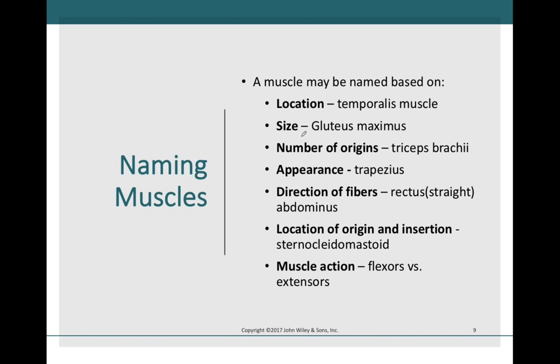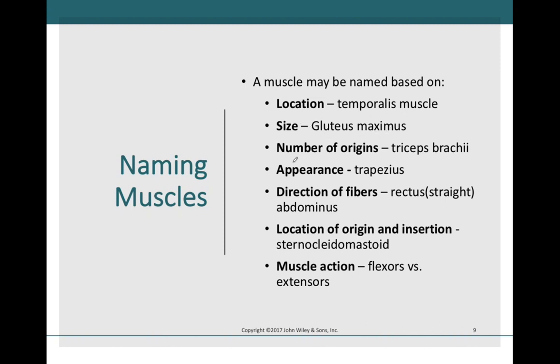The size of the muscle is our next criteria. We have the gluteus maximus muscle, we have the gluteus medius muscle, and we have the gluteus minimus muscle. All of these are located in the gluteal region, however, one is larger than the others. And we call that muscle the gluteus maximus. So this is an example of using both location and size to name a muscle.